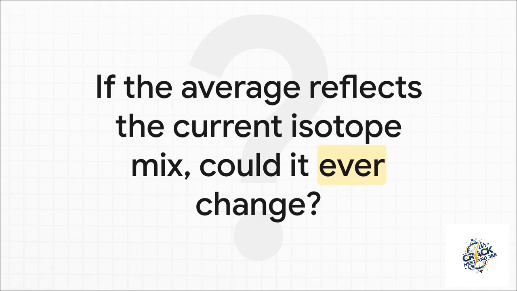The atomic masses we use are really a snapshot of our planet, right now. But what if that mix of isotopes slowly changes over millions or billions of years? Could the fundamental constants of chemistry actually evolve over time? Now that is something to think about.